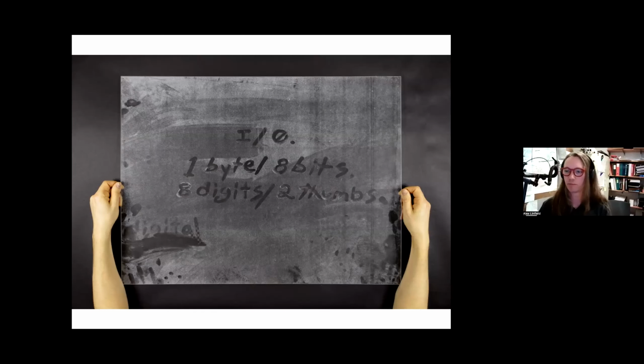And so, of course, sometimes these works on glass specifically reference this. Here we can see I/0 or 1/0, depends how you want to read it. 1 byte, 8 bits, 8 digits, 2 thumbs. So this kind of text piece, not only written with a digit, so you could call it a digital interface if you're really cheeky, I suppose, but also being kind of ambiguous about if I'm talking about, say, a file or if I'm talking about our fingers, right?